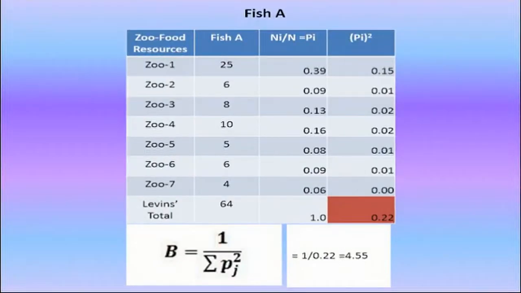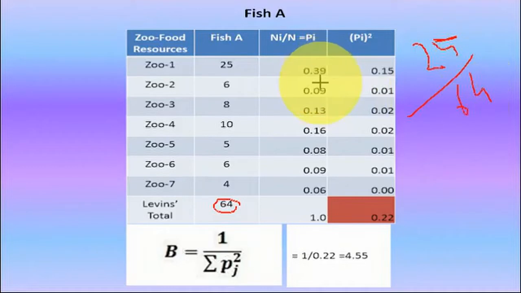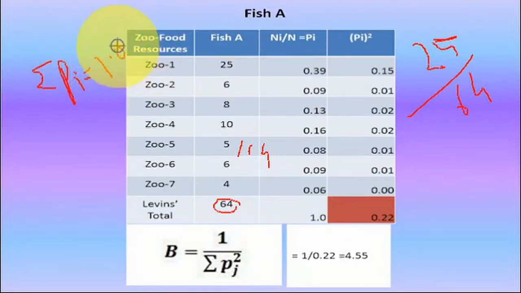Now in the case of fish A, if we calculate Levin's diet rate, that is ni by n, this total n is 64. So if you divide 25 by 64, what do you get? 0.39. Similarly you have to divide 6 by 64, 8 by 64, 10 by 64. So you divide all by 64, then you get 0.08, 0.09, 0.06. And remember, the summation of pi always becomes 1.